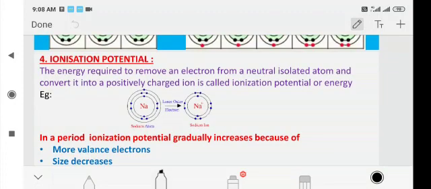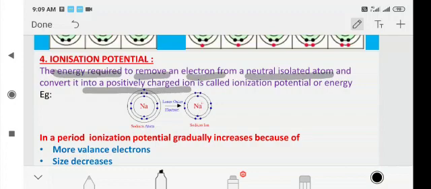Let me point out the main points. Ionization potential or ionization energy is the energy required. The energy required for what? To remove. What are you going to remove? An electron. From where? From a neutral isolated atom. You are going to remove an electron from a neutral atom, not from a charged atom. And when you remove an electron from an atom, you already know that the atom turns into a positively charged ion.